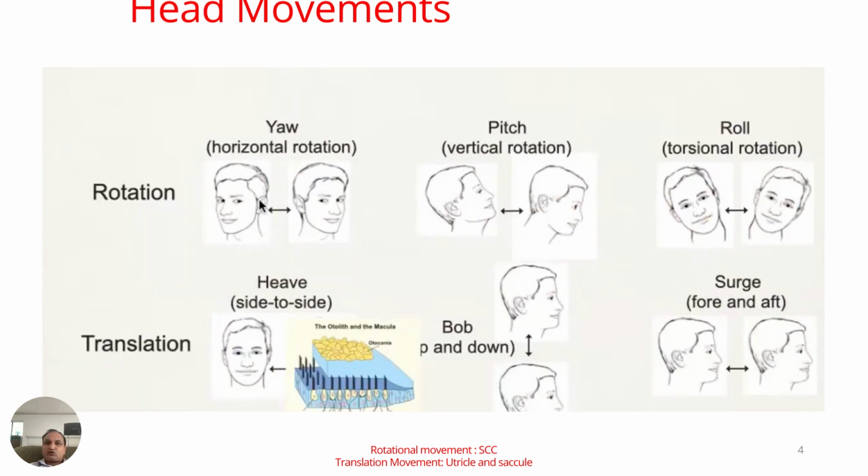If it is a "no" movement, then it is called yaw. If it is a "yes" movement, nodding of the head, it is called pitch. And if it is torsional rotation, that is bending of the head to the right shoulder and to the left shoulder, then it's called the roll. Thus, we have yaw, pitch, roll, heave, bob, and surge: three rotational and three translational movements.